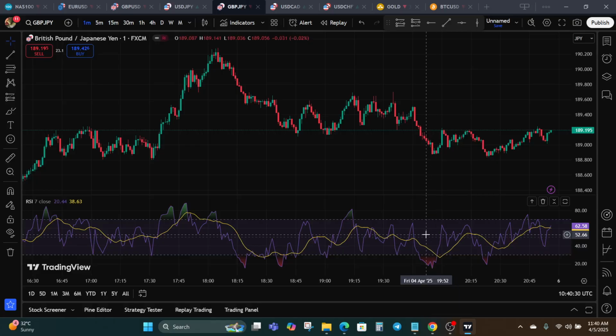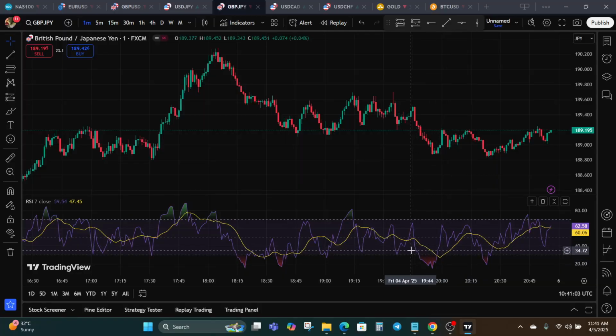Now let us talk about how to use the best 1 minute RSI strategy to identify potential buy and sell signals. For a buy signal, when the RSI falls below 30, it signals that the market is oversold. If the RSI then crosses back above 30, it could be a sign that the market is reversing and may head higher. So this is a good point to consider entering a long position.